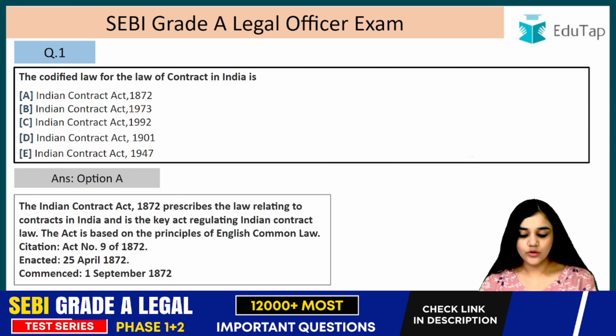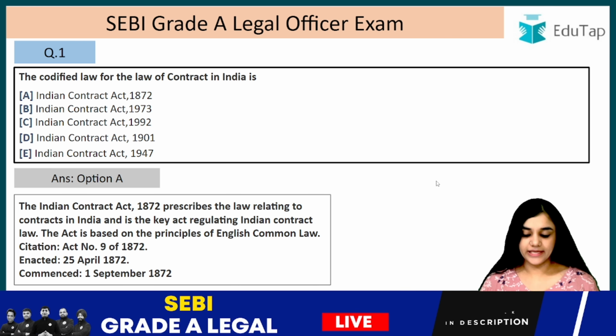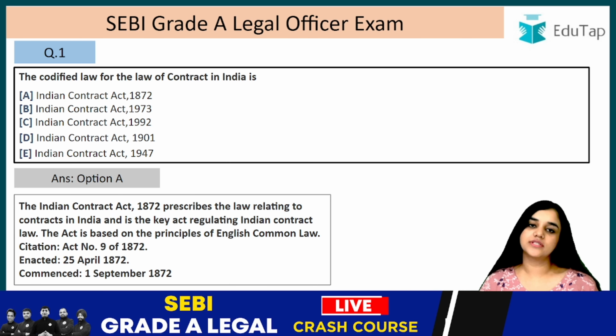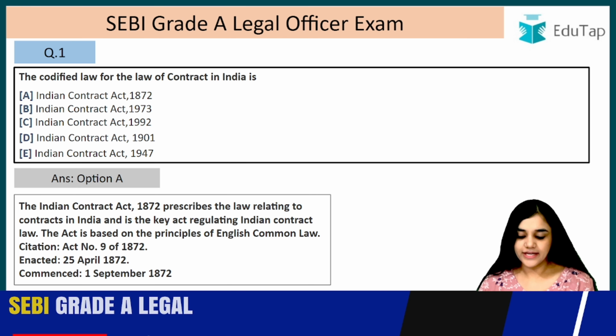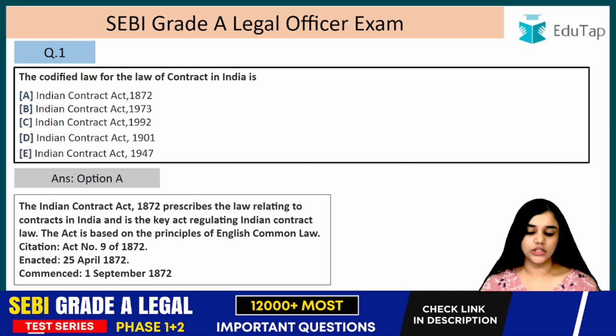It was enacted on 25th April 1872. This is going to be important. It was enacted on 25th of April 1872 and it commenced, that means it came into force on 1st September 1872, right? So both of these dates are important. Enacted on 25th April 1872 but commenced, that is, came into force on 1st September 1872.